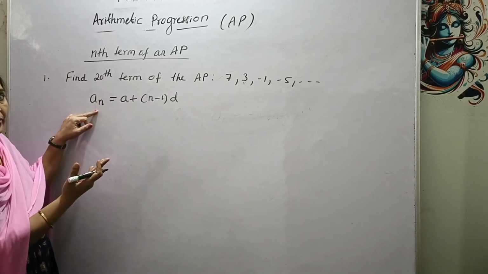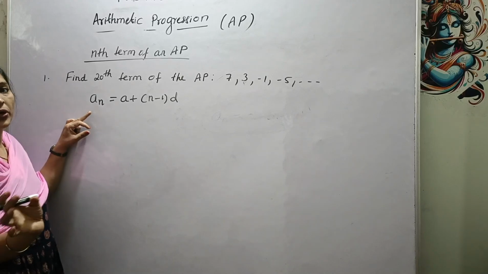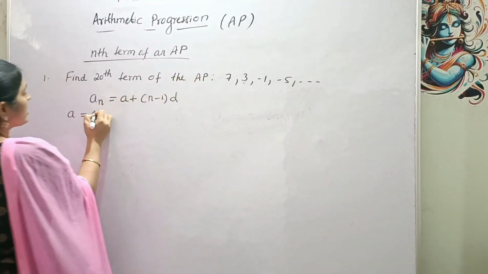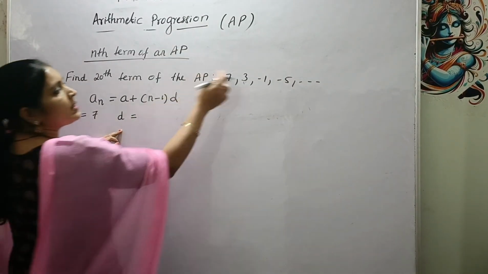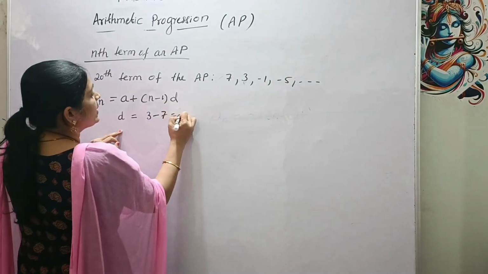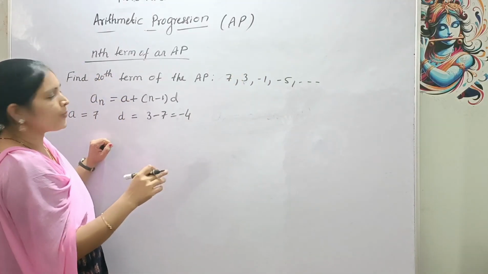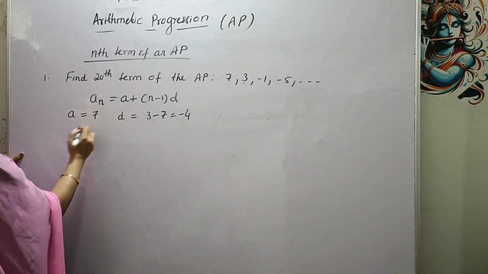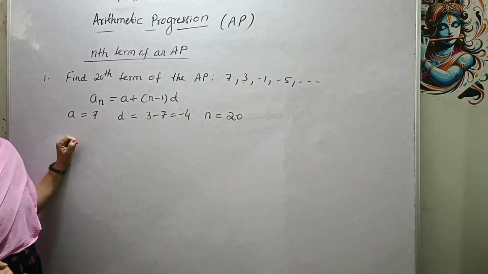See here what is n? Here we have to find the 20th term, right? Therefore n is equal to 20. So let's write first, the first term a is equal to 7 and d is the common difference. Let's find the common difference. 3 minus 7, that is minus 4. Or you can find minus 1 minus 3, that is also minus 4. Okay, so the common difference d is equal to minus 4. After that, what is n? n is equal to 20 because we need to find the 20th term.